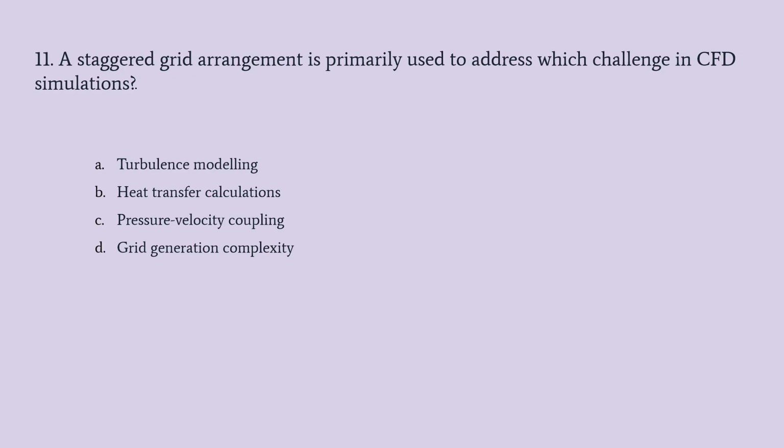Next one, on another method of pressure solution. In a staggered grid arrangement, a staggered grid arrangement is primarily used to address which of the following CFD simulation aspects? What is the main purpose, or which kind of situations mandates or requires a staggered grid arrangement? Options are A, turbulence modeling, option B heat transfer calculations, option C pressure velocity coupling, option D grid generation complexity.